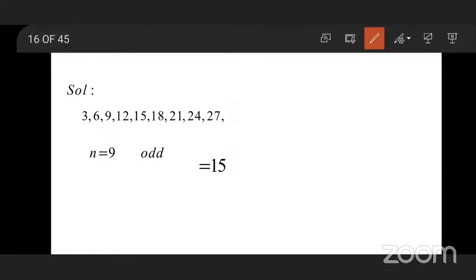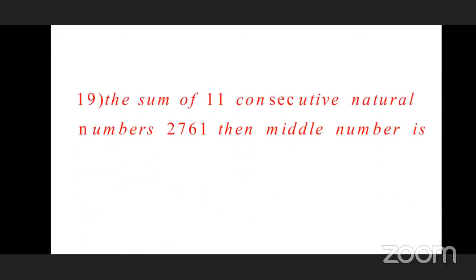The way of procedure: the multiples of 3 are 3, 6, 9, 12, 15, 18, 21, 24, 27. Here n is equal to 9, which is an odd number. Therefore, the 15th is exactly the middle term. Why? Because the first 4 terms are cancelled on each side, and the remaining value is only 15. 15 is the midterm. Therefore, the median of the given problem is 15.